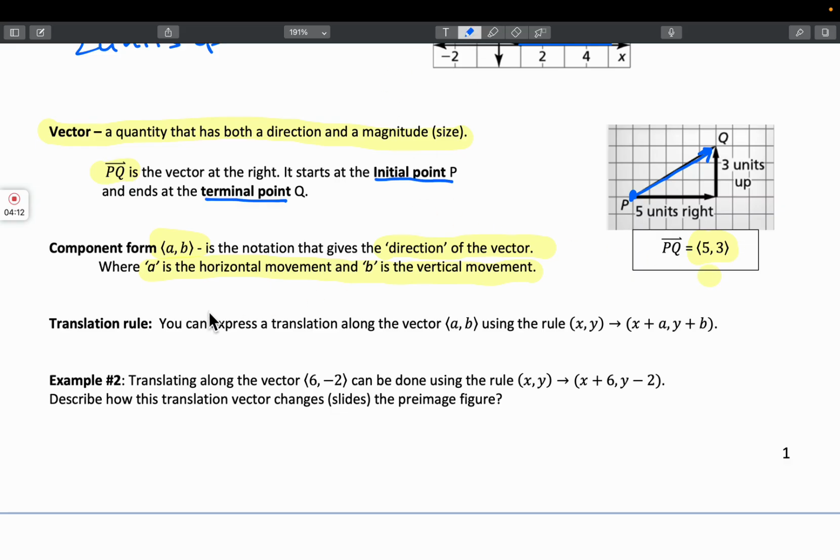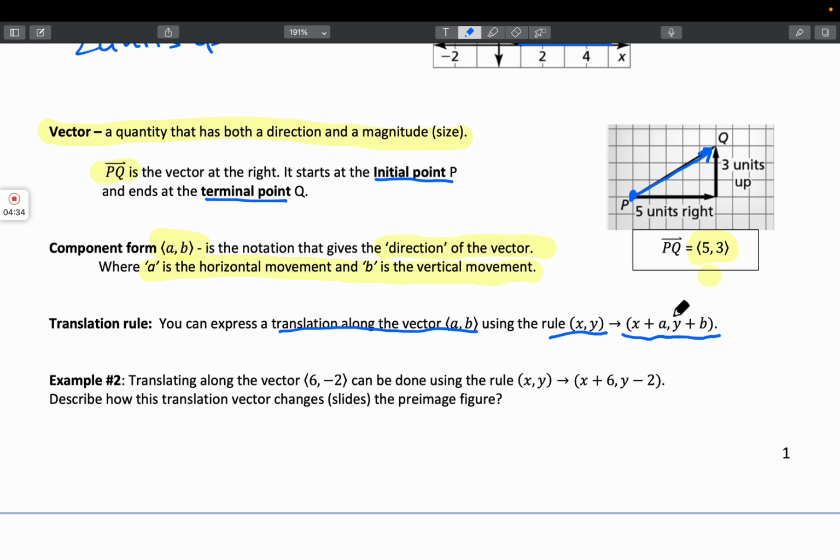Now the translation rule is a rule that expresses a translation along that vector <a, b>. And the rule tells us how to change the ordered pairs. Here is a translation rule that says take each original ordered pair (x, y) and add a to the x and b to the y.